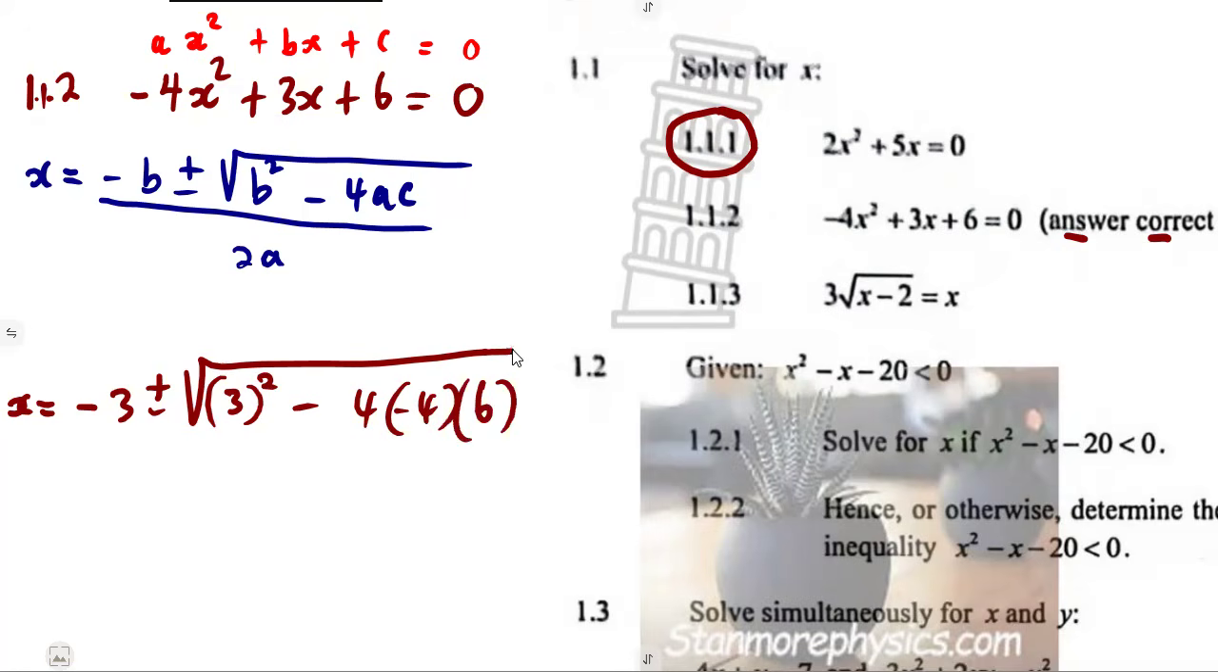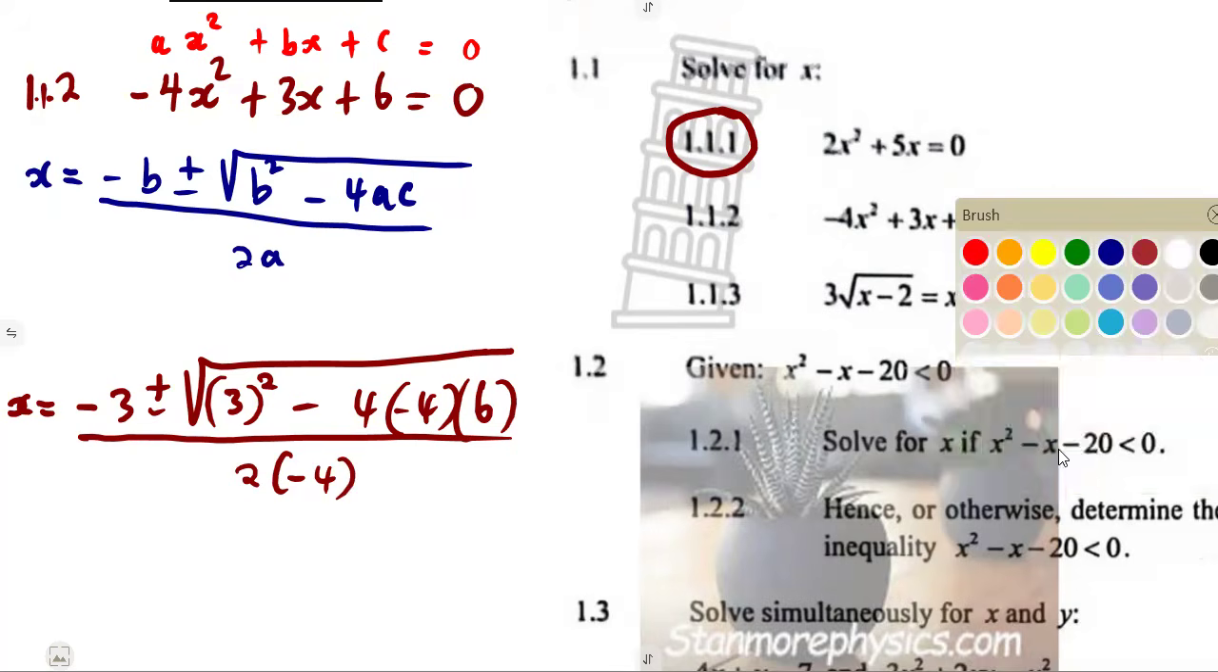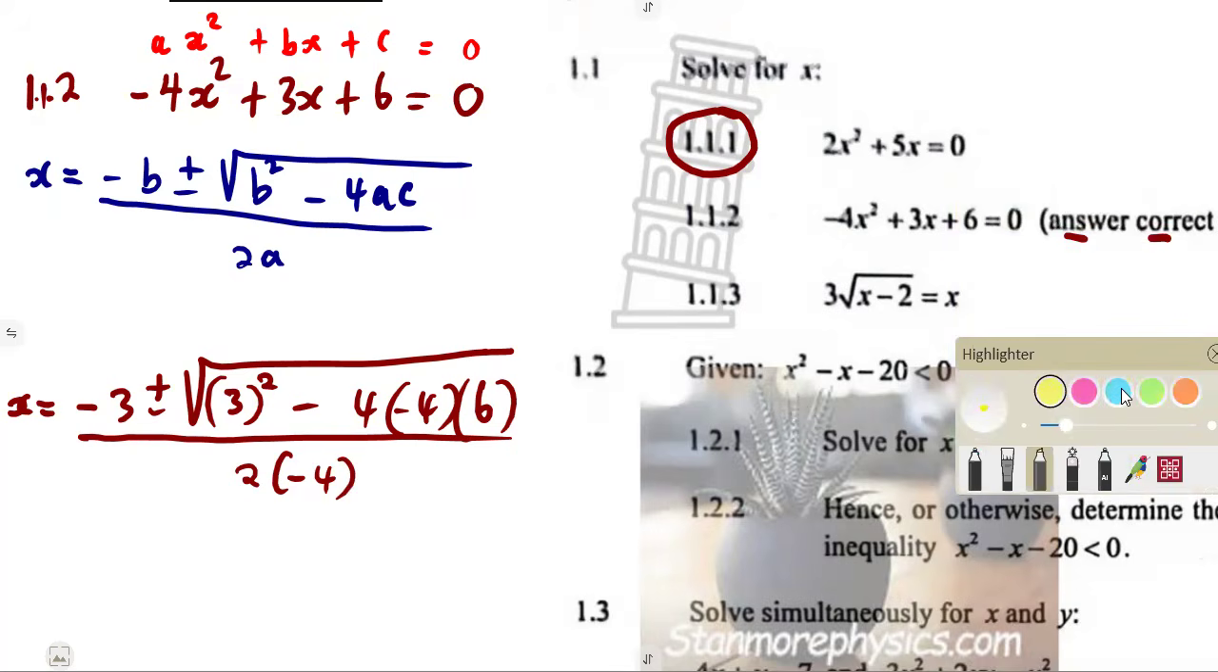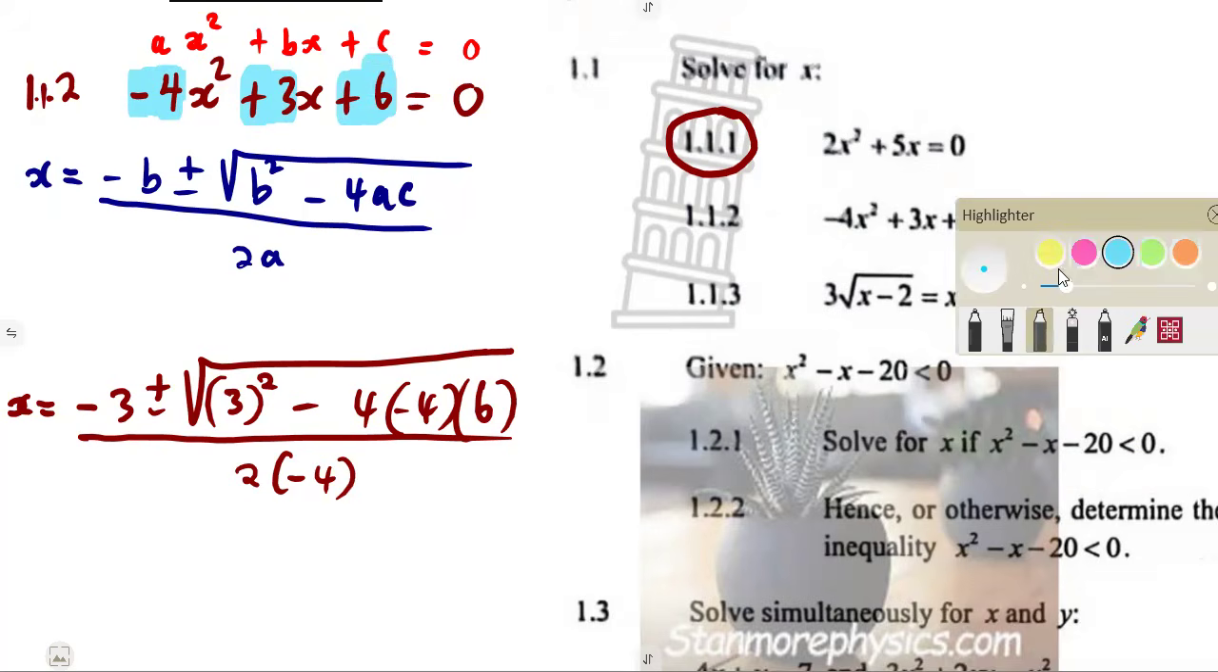All right, some of you want to avoid working with a negative. You could have avoided that one. Let me just finish up this one: 2 times a, our a is minus 4. So we're just taking the coefficients, like I was saying. This is our a, this is our b, this is our c.